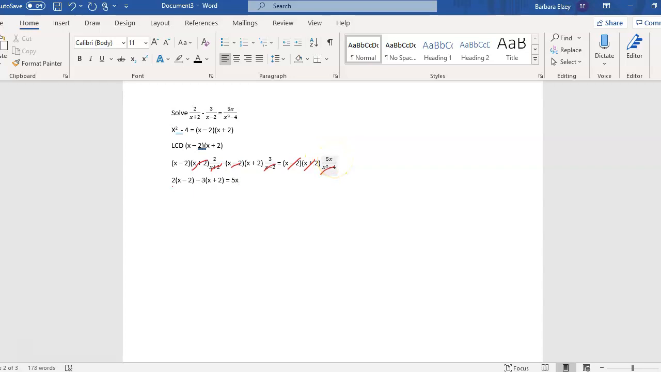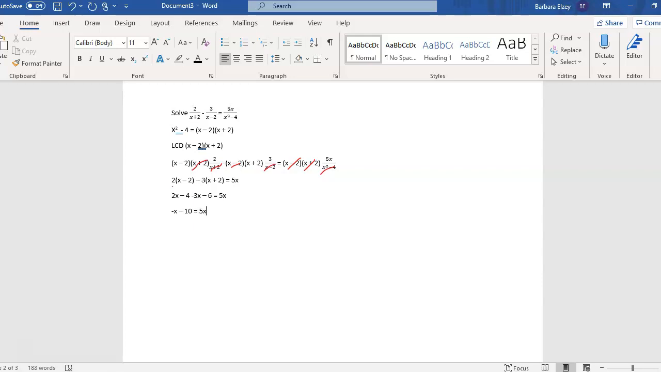Now it's a linear equation, so let's distribute our 2 and our minus 3. So we'll have 2x minus 4, and negative 3x minus 6, and then a 5x. Let's add like terms. So on the left, 2x and negative 3x is just negative x. Negative 4 and negative 6 is negative 10.